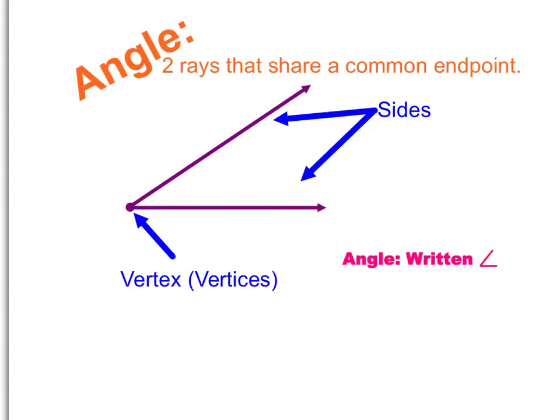Alright, so today we're focusing on angles. An angle is two rays that come together at a common endpoint. So notice here's a ray, here's a ray, here's their common endpoint. We call the common endpoint a vertex. If there's more than one, we call them vertices. Another name for that is like a corner. And you write an angle with this little symbol that means angle.